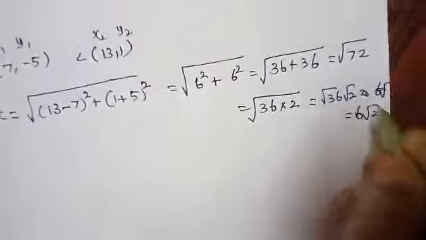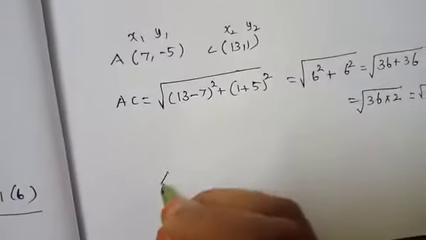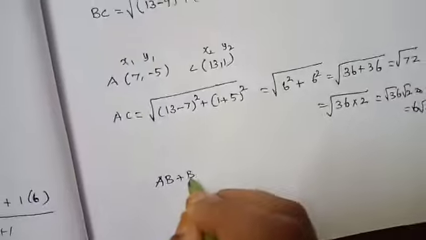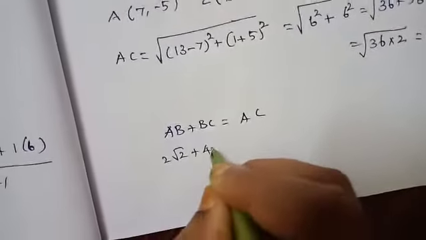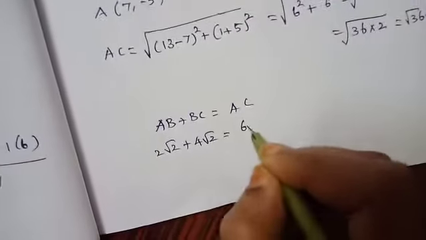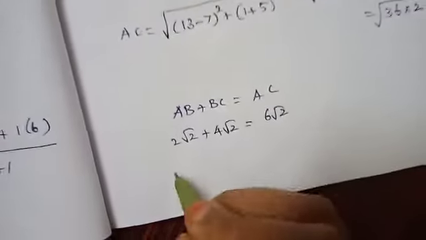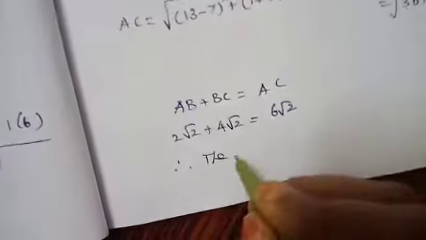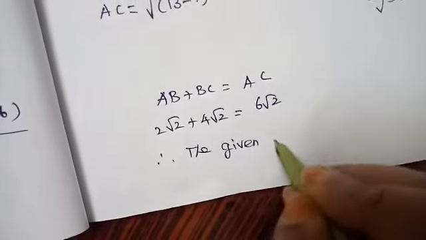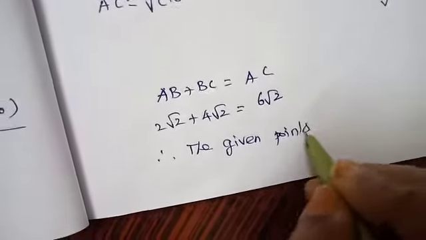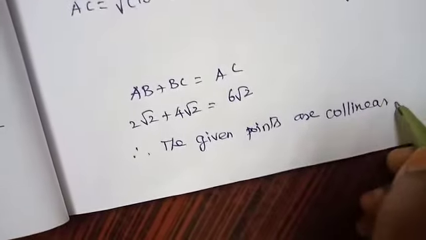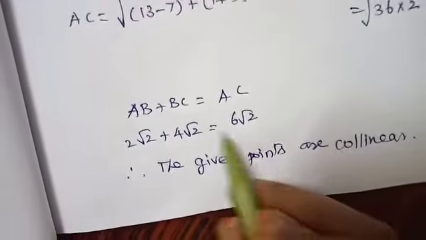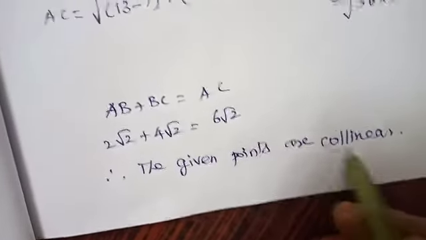So now we add AB plus BC, we get AC. 2 root 2 plus 4 root 2 is equal to 6 root 2. Therefore, the given points are collinear. Suppose if this is not equal, then these points are not collinear.